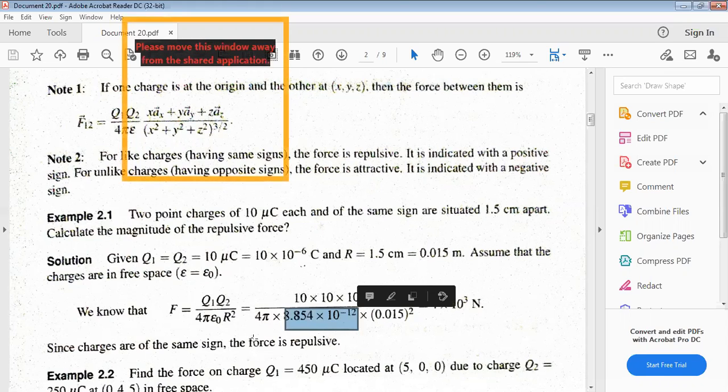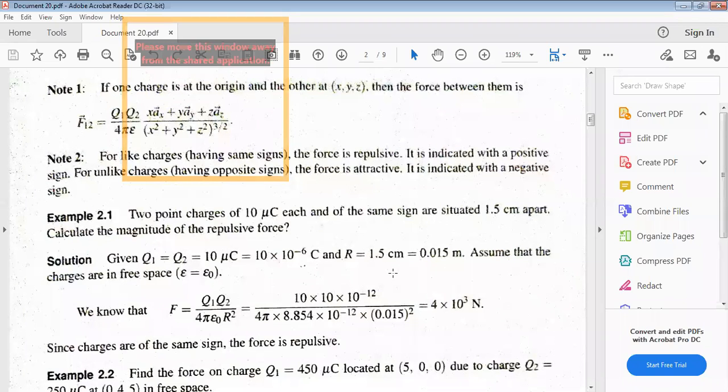Remember this point. Next, from the statement of Coulomb's law, F equals Q1 Q2 by 4 pi epsilon naught r square, right? So Q1 is 10 microcoulomb, Q2 is 10 microcoulomb. 10 into 10 into micro is 10 power minus 12. So 100 into 10 power minus 12 by 4 pi into 8.854 into 10 power minus 12 into the distance 0.015 whole square. On simplification, we get 4 into 10 power plus 3 newtons.